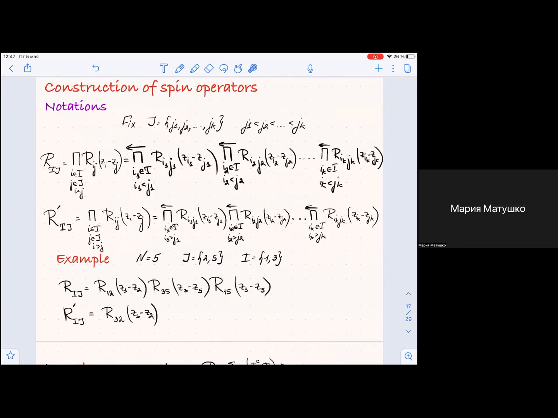So we have this notation I, J with capital letters, but I didn't tell you the order. So we fix the order for the set J, such that j1 is less than j2, so in increasing order. Then you take all i's which belong to capital I and are less than j, in decreasing order. This arrow means that the i's go in decreasing order, and you take this product. So this is the precise notation, and this is the notation for R prime.